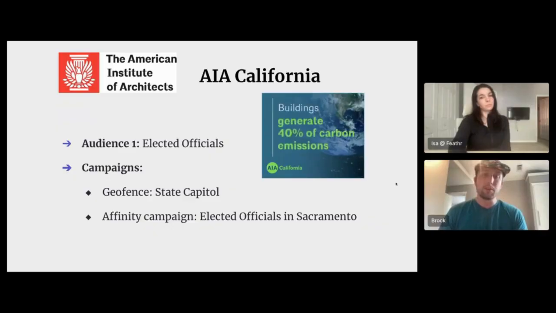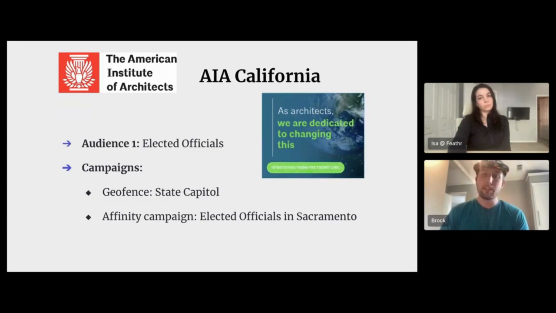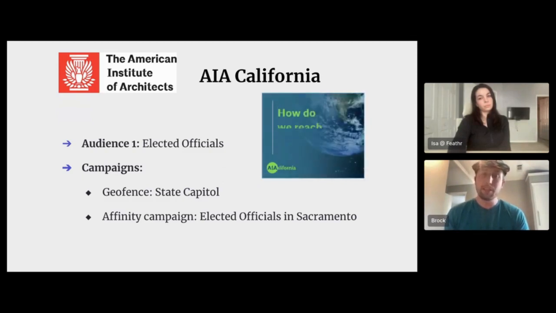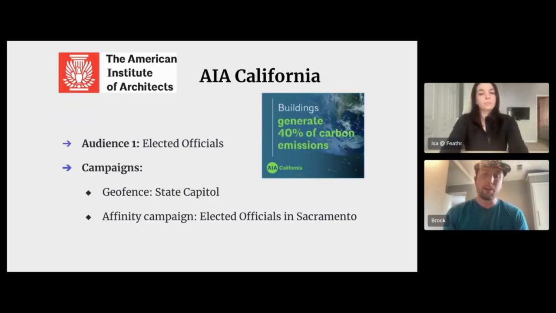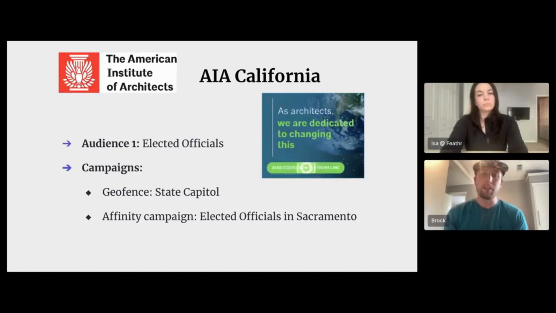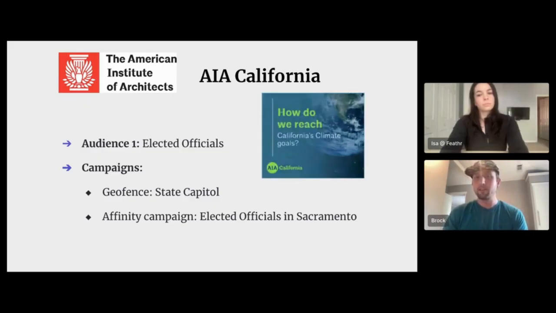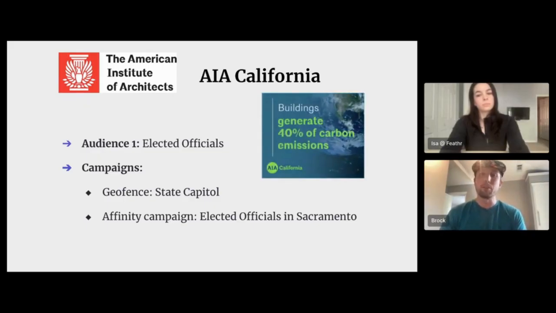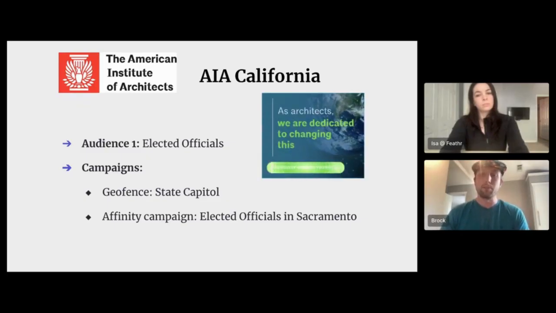So for this campaign, you can see the ad that we have for this. We are geofencing the state capitol, or we will be geofencing the state capitol while the capitol is in session. And also on top of that, we're running an affinity campaign for elected officials. And we have the geo filtering for that one set specifically to Sacramento, California, to target the state level elected officials.